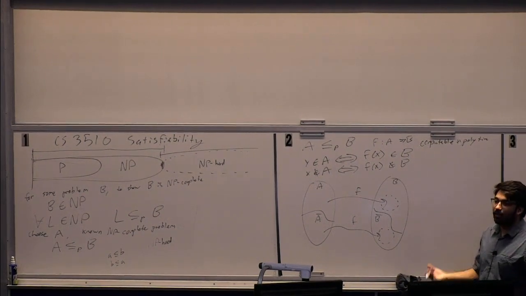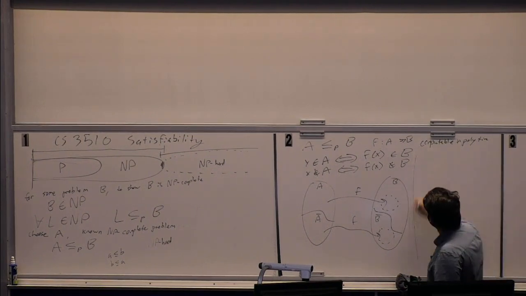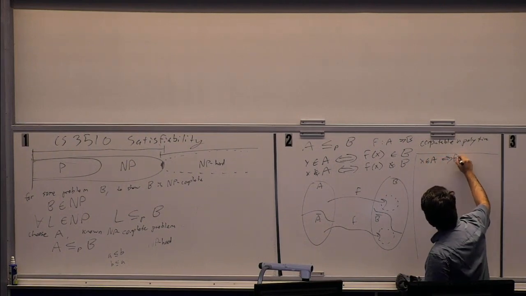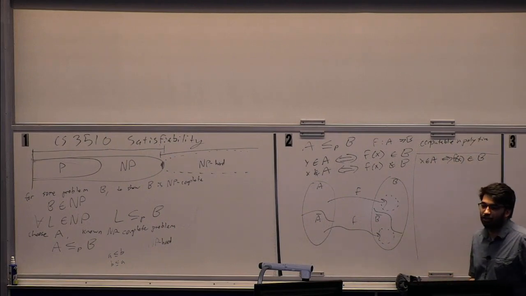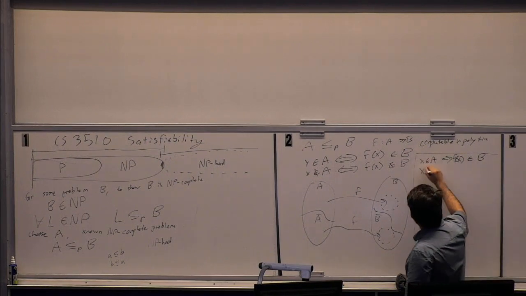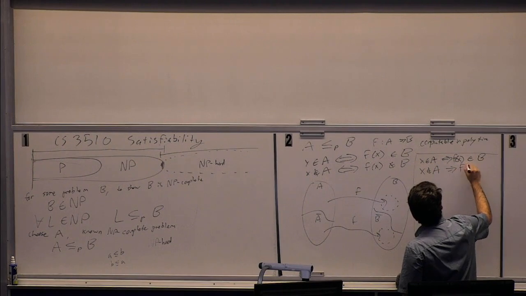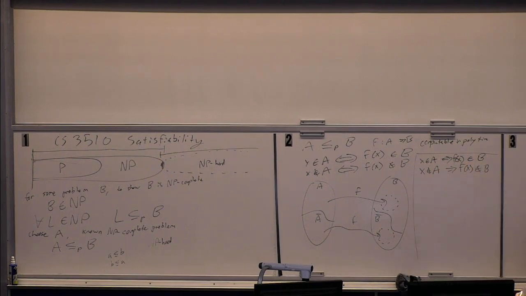Let's say you came up with a reduction. You need to prove the correctness of a reduction. There are two ways to do it. First, you can show x is in A implies that f of x is in B. What does it mean, x is in A? If x has a solution, f of x has a solution. And then you could also show that if x never had a solution, then f of x also still never has a solution. Right? That's equivalent to showing the if and only if.